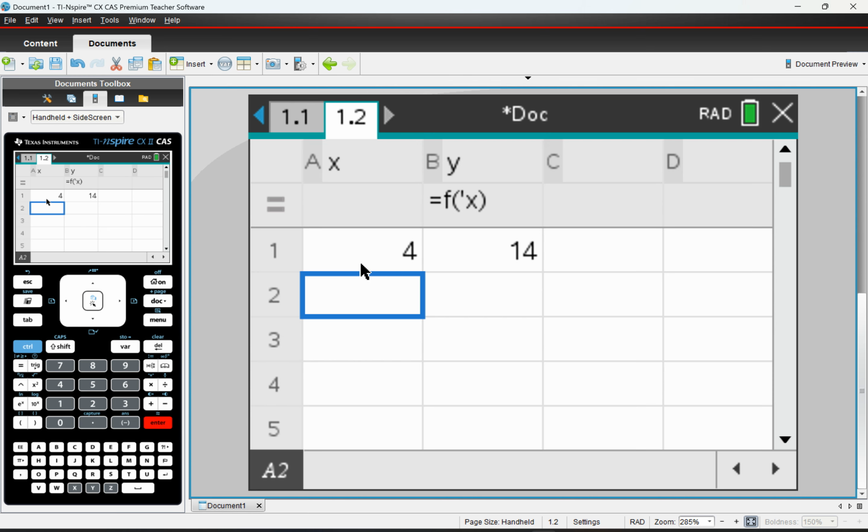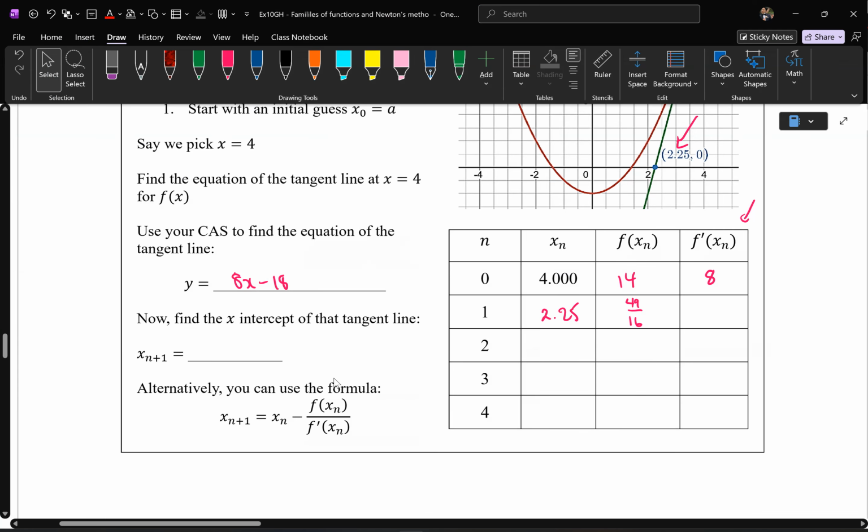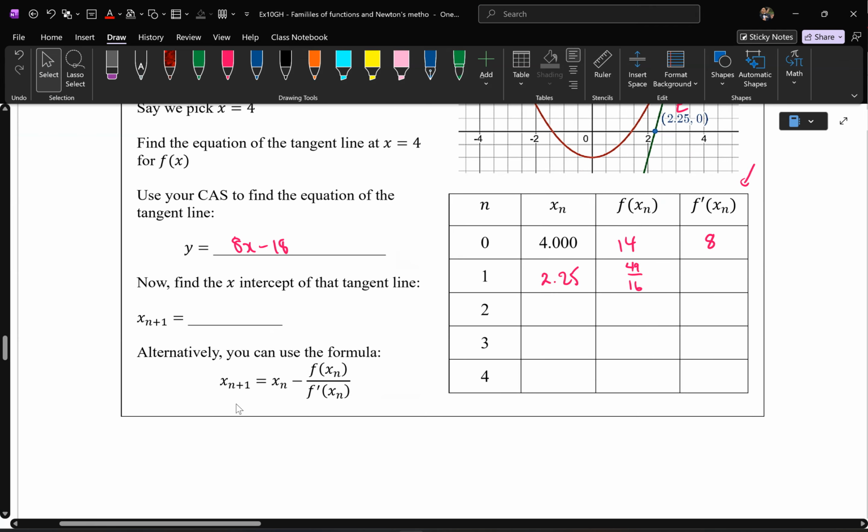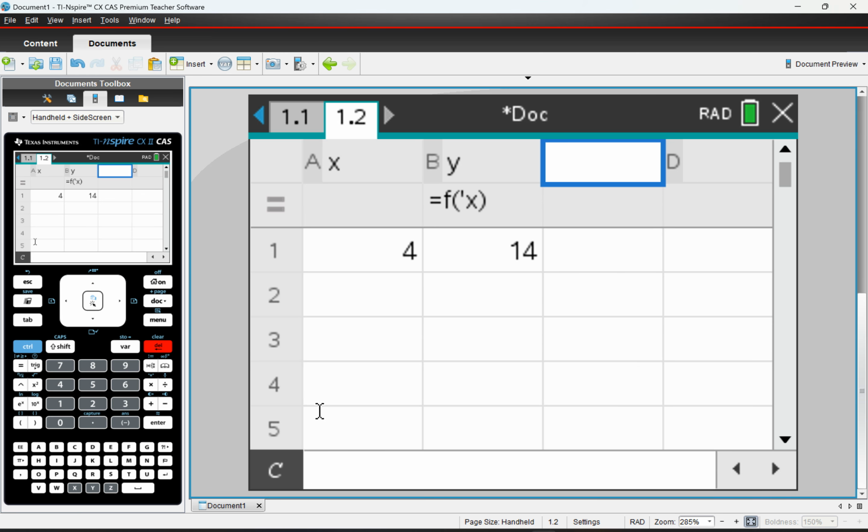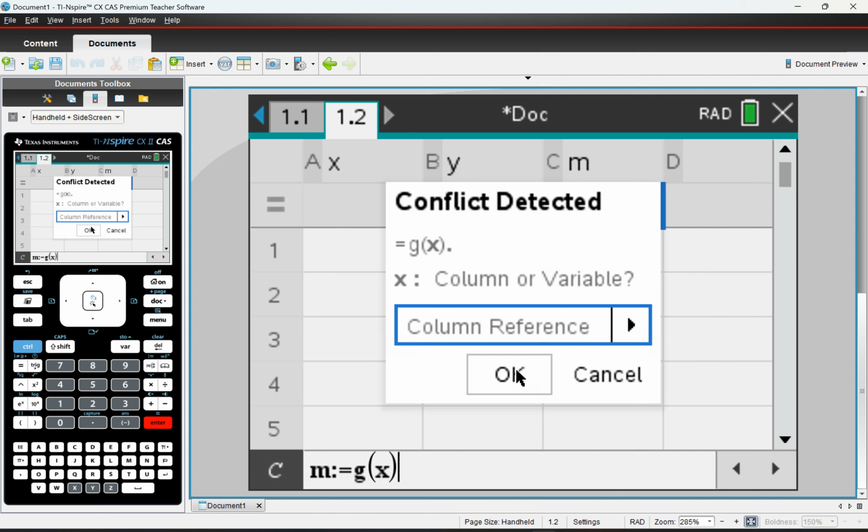Because I called it f of x before, x is the variable. So when I put 4 here, I get 14. And all you need to find is the next x-intercept, and this is where you can type in Newton's formula. So with Newton's formula, the next x value is the old one minus the y value divided by the gradient at that point. If you want, you can call this m for gradient. And this would be g of x, which I defined as the gradient before, I'm pretty sure. And that would be a variable reference. There we go.